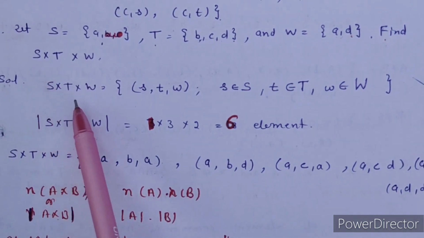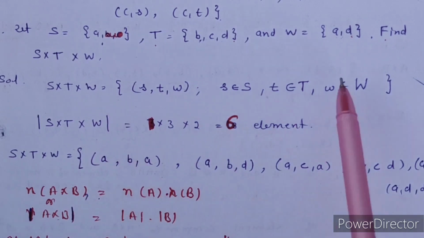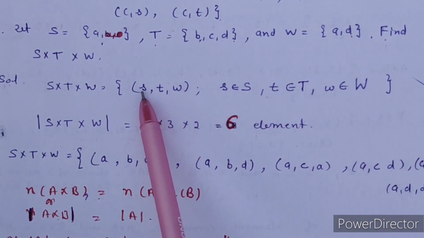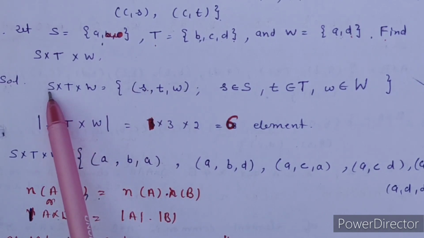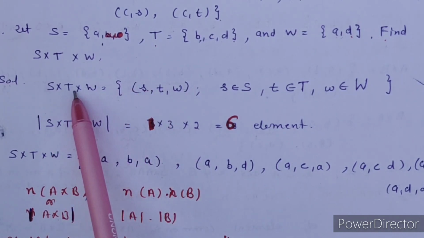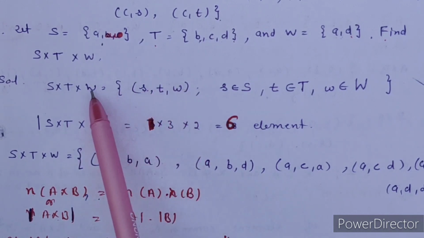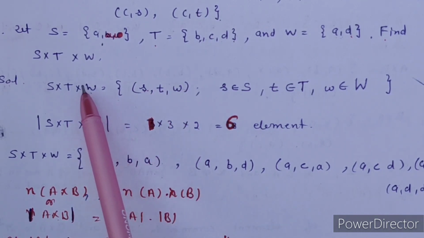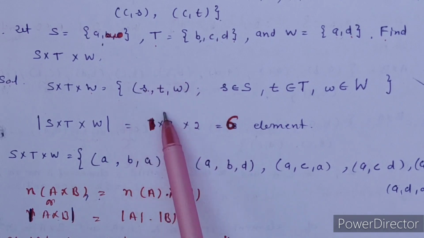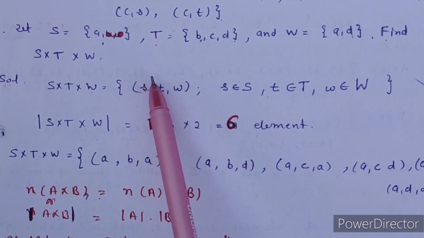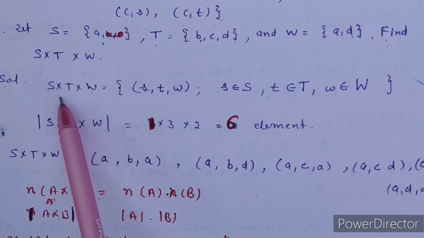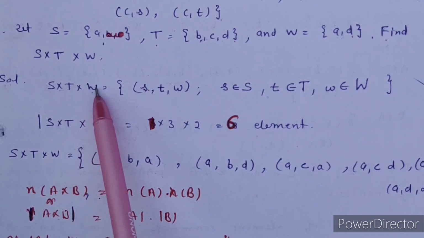So now the Cartesian product S, T, W is the set of these 3 tuples. The first element comes from the first set, the second element comes from the second set, and the third element comes from the third set. The collection of all these tuples is contained in S cross T cross W.